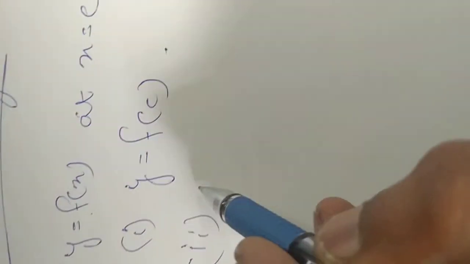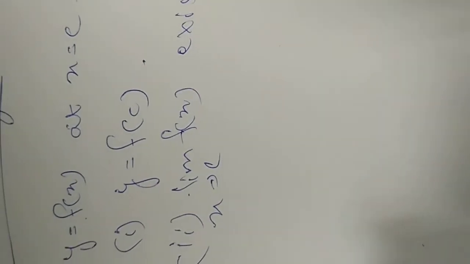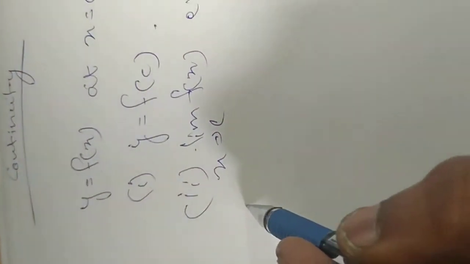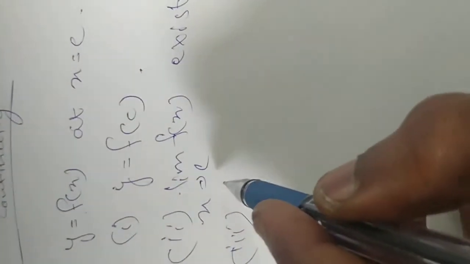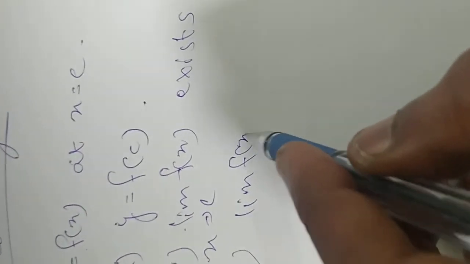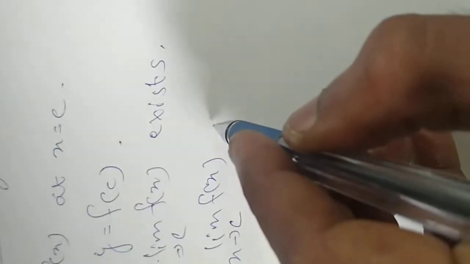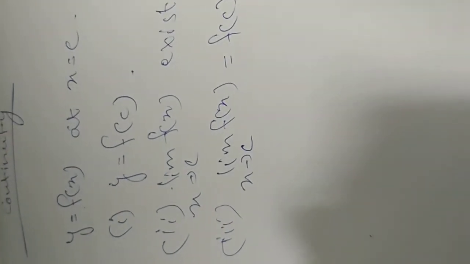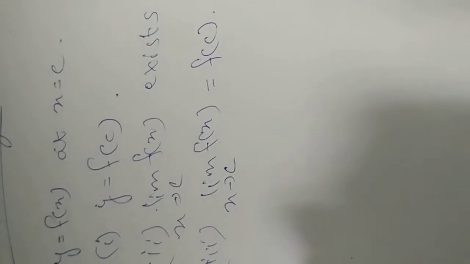Then the second condition is that the limit of the function, that is, the limit of f of x as x tends to c, should exist. And the third and the foremost condition is that this limit of f of x as x tends to c should be equal to f of c. Then we say that the function is a continuous function.